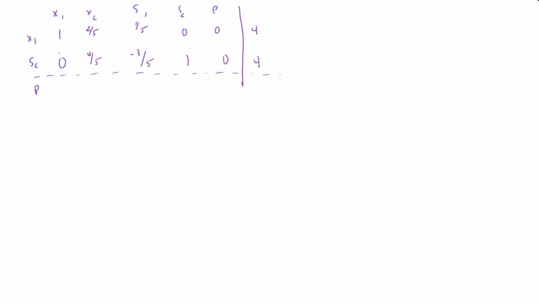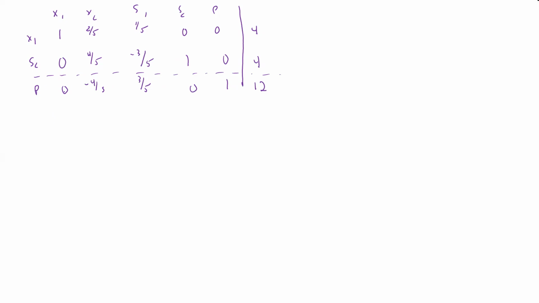And then we took 3 times that row plus that row, so that gave us a 0. That gave us a minus 4/5. That gave us a positive 3/5. That gave us a 0 and a 1, and then we add that in and we get 12. All right, so that's really our first step operation.